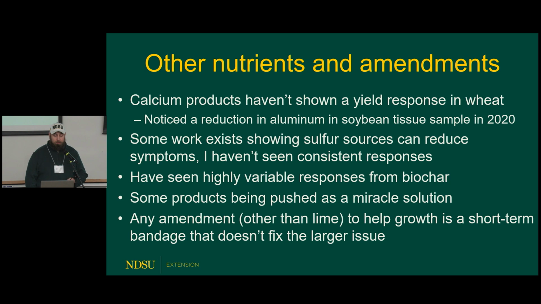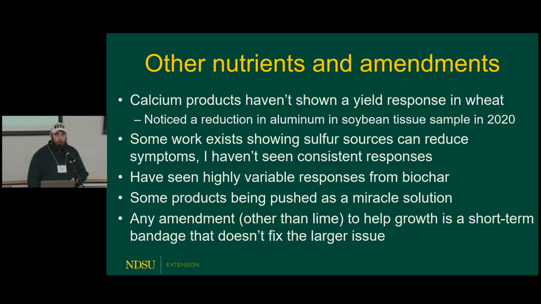There's some work out there saying that sulfur can turn it into aluminum sulfate, and the plant can handle that form of aluminum better. I haven't seen anything with that. Guys are pushing low rates of lime in furrow. That doesn't seem to do anything.